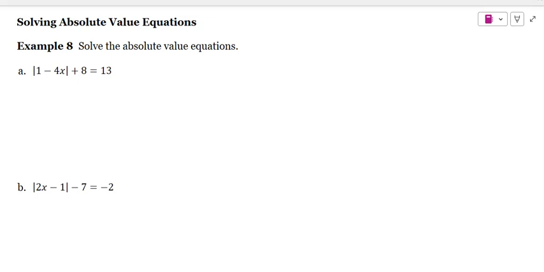Solving absolute value equations. Absolute value means the distance from zero. Sometimes students think that it means to change the sign of something, but when we talk about absolute value, what we mean is how far away something is from zero. So in the case of -5, it's 5 units away from zero, so we would say that the absolute value of -5 is equal to 5.